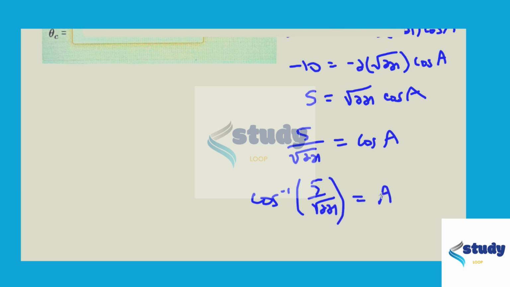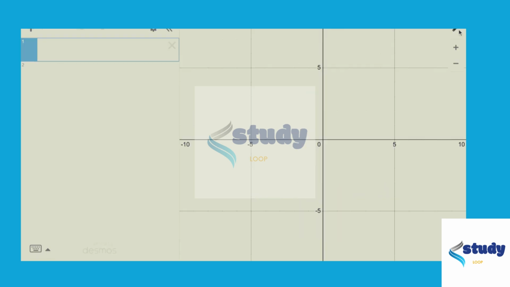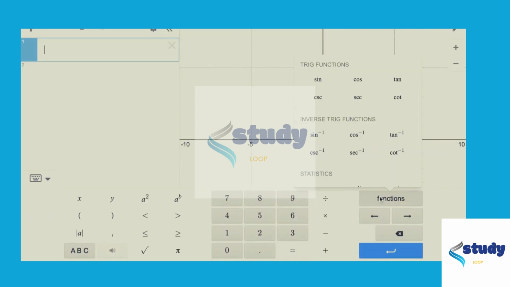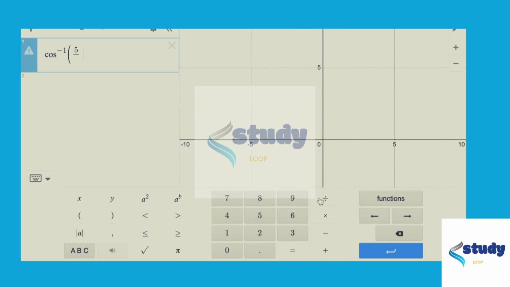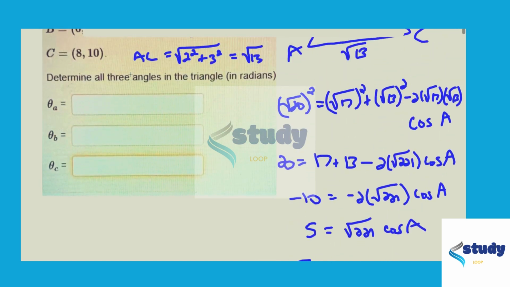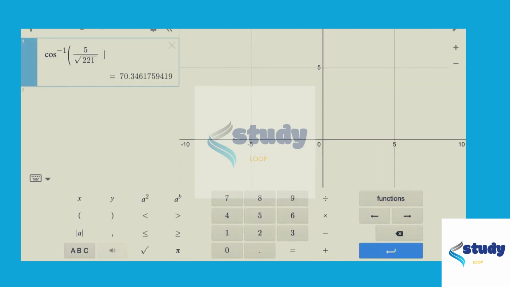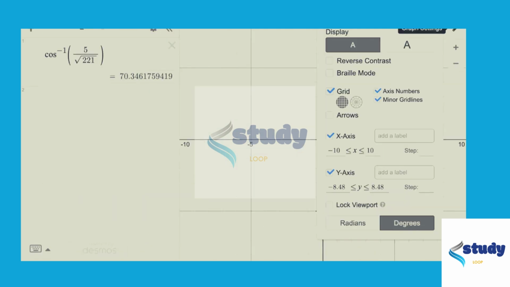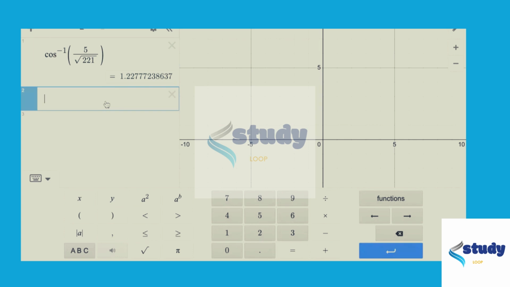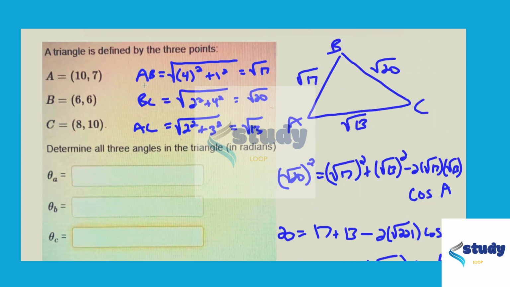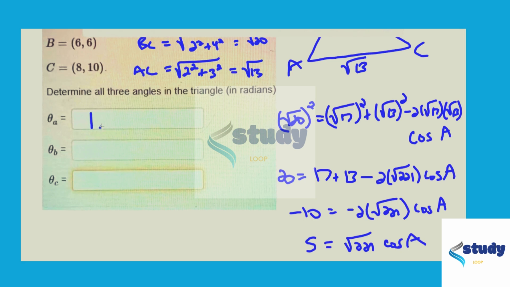Now in a calculator in degree mode, we can find the inverse cosine of 5 over the square root of 221. And does it specify what to round to? Oh, in radians. So actually do not have this in degree mode, have it in radian mode. And we'll get about 1.23. I'm going to just go to 2 decimal places. 1.23 radians.